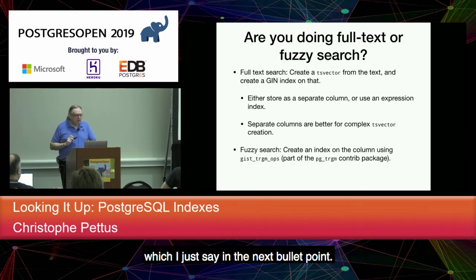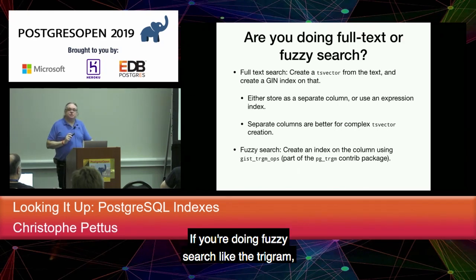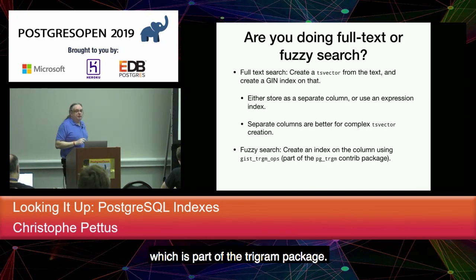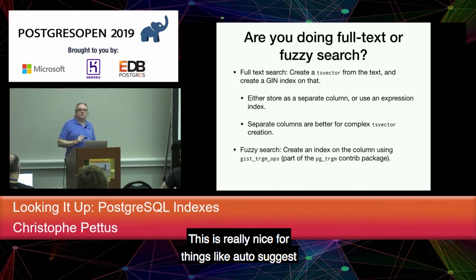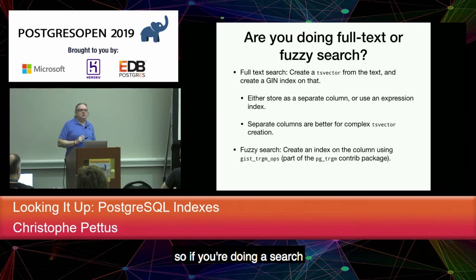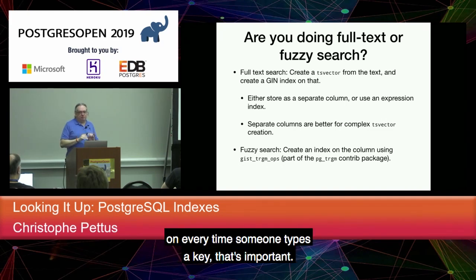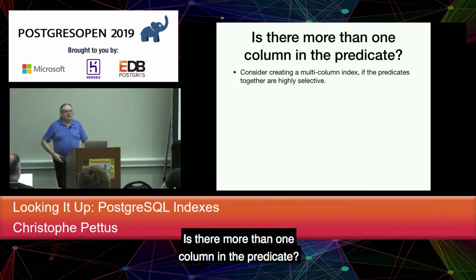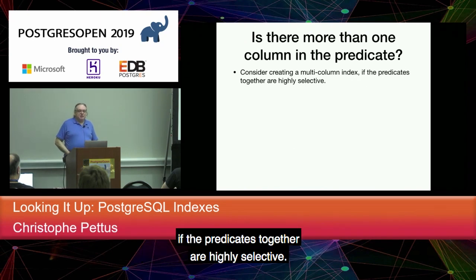If you're doing fuzzy search, like with trigram, create an index on the column using just trigram ops, which is part of the trigram package. This is really nice for things like auto-suggest from a drop-down list because it's really, really fast. And if you're doing a search every time someone types a key, that's important. Is there more than one column in the predicate? Consider creating a multi-column index if the predicates together are highly selective.